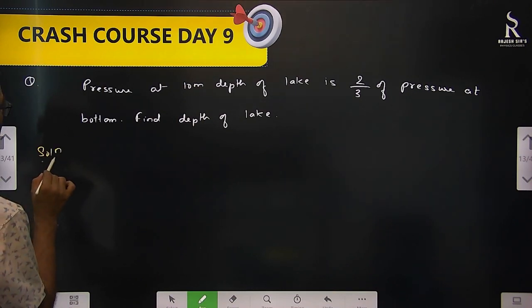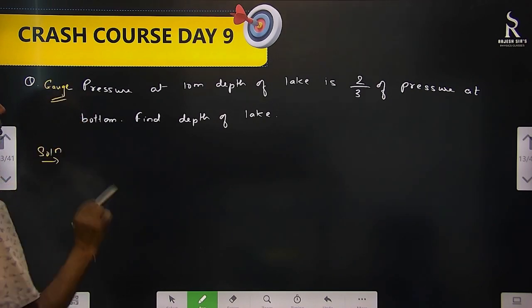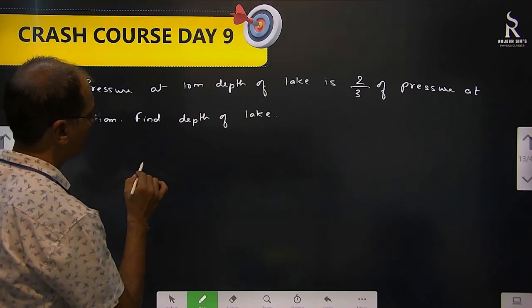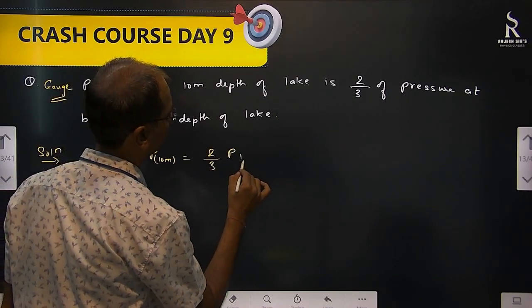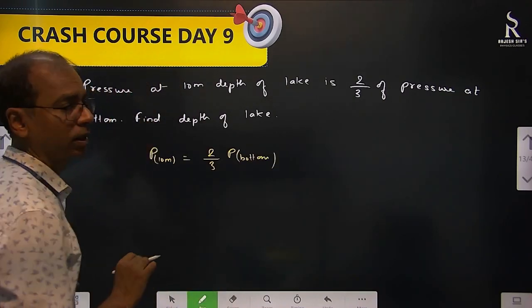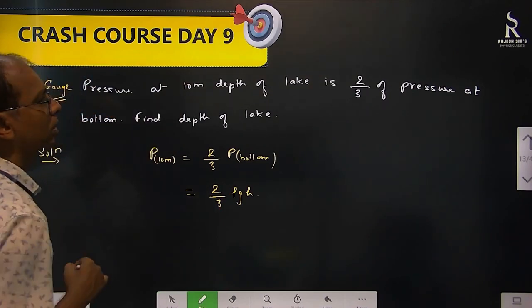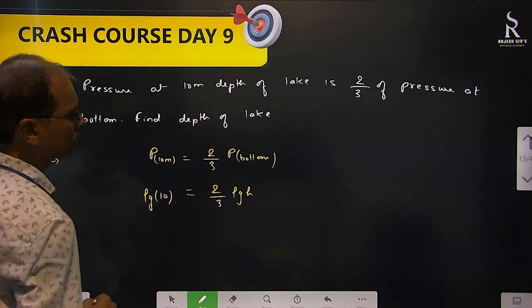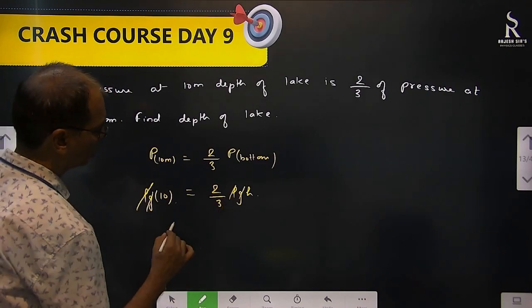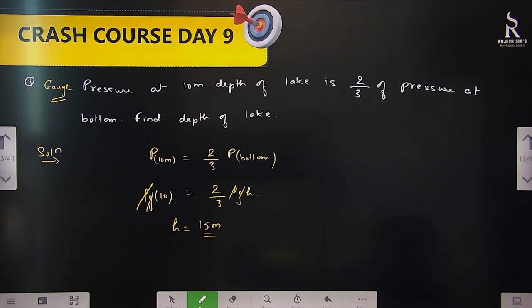The solution: the pressure at 10-meter depth, okay, which pressure? Gauge pressure. Okay, 2/3. Fine. What will we do? The pressure at 10 meter is equal to 2/3 of the pressure at the bottom. So if I say that the depth of the lake is h, we will be writing this as 2/3 rho gh is equal to what? The pressure at 10 meter, rho g into 10. So that's it. Over. 30/2, h is equal to 15 meter. So this way we can find out the depth of the lake very easily with the given data. Right? Okay. Then let's see what next we have.